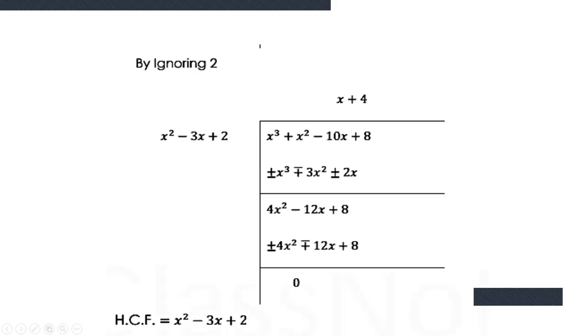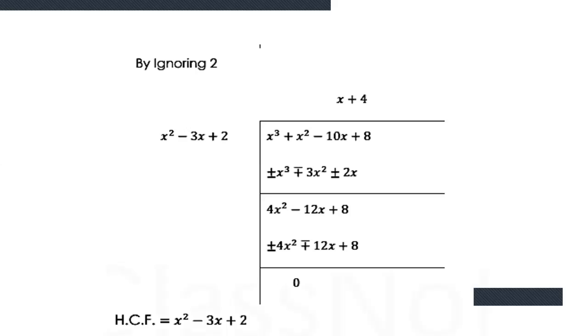4 times 3 is 12x. 4 times 2 is 8. By changing the sign, minus 4x squared plus 12x and plus 8 are all opposite, and the remainder will be 0. As the remainder is 0, this term is called the HCF of the given question.